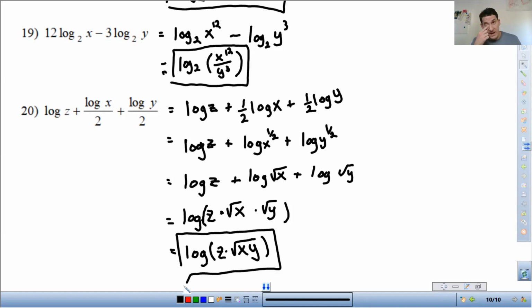And that will do it for that lesson of all the properties of logs. Next time we're going to be using logs to solve equations. So see you then.